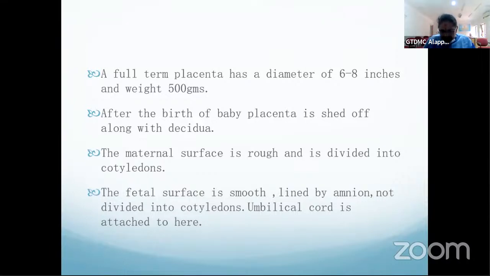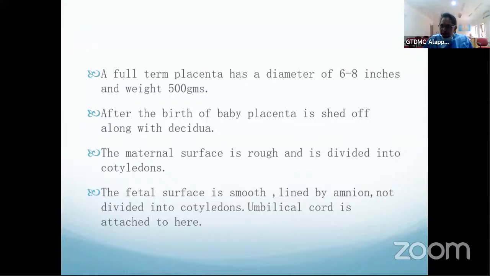Where is it attached? In the upper part of the uterus or the lower part of the uterus? If it is attached to the lower part of the uterus, that is placenta previa. Normally it is attached in the upper segment. If it is attached in the lower part, there will be postpartum hemorrhage, that is bleeding after the delivery of the baby.